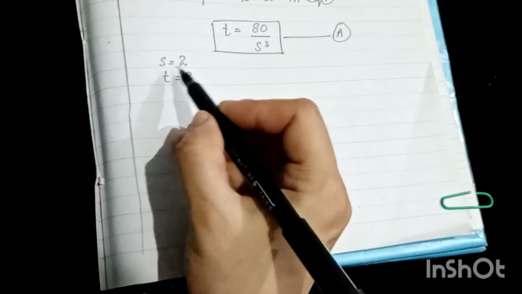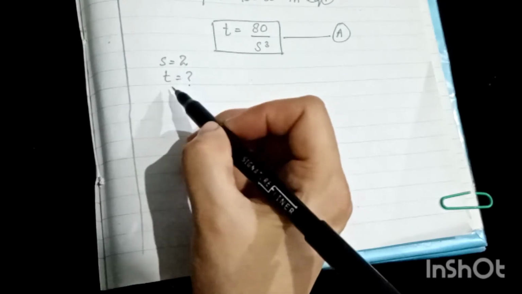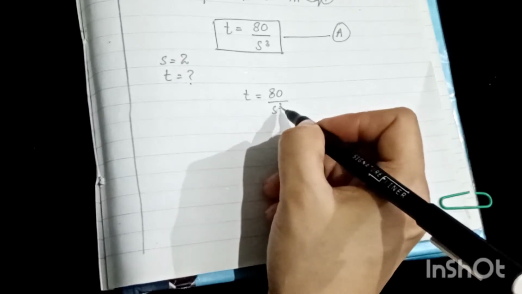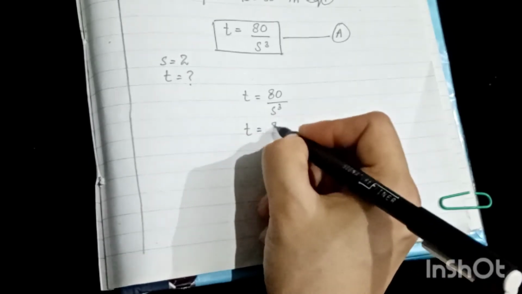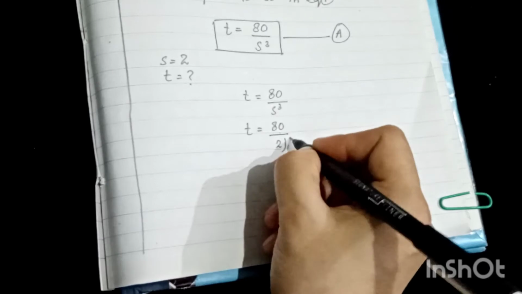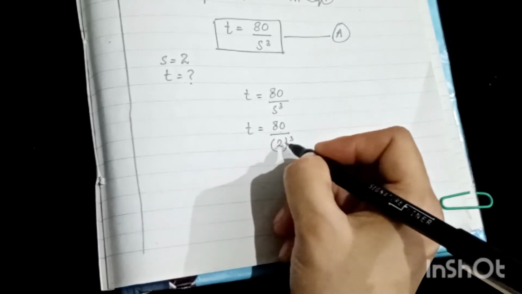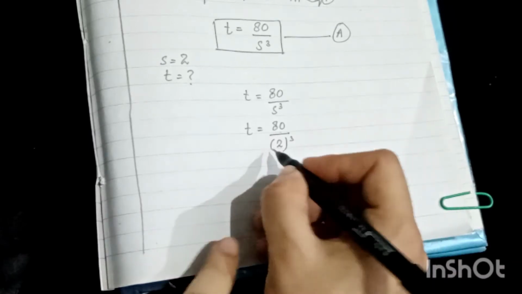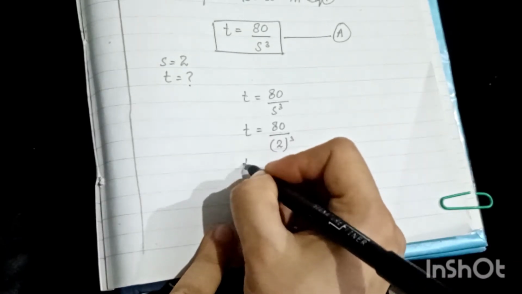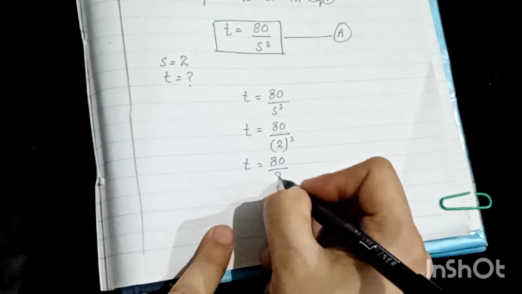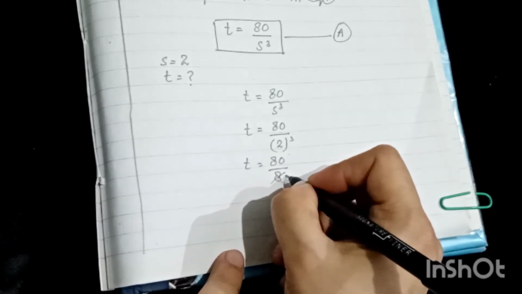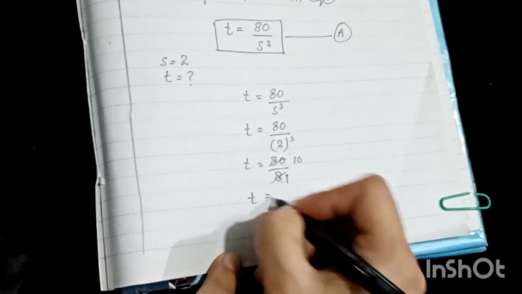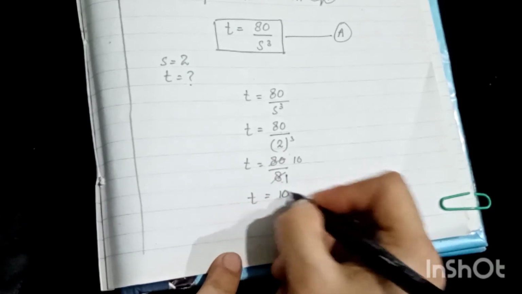From the table we get s equals to 2 and we have to calculate t here. Put s equals to 2 here, t equals to 80 divided by 2 cube. 2 cube means 2 multiplied by 2, that is 4, and then again multiplied by 2, we will get 8. 2 cube is 8. t equals to 80 divided by 8. 8 ones are 8, 8 tens are 80, and t here is 10.